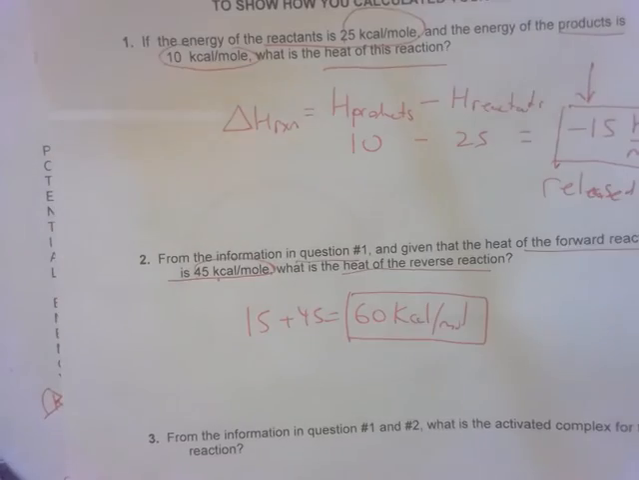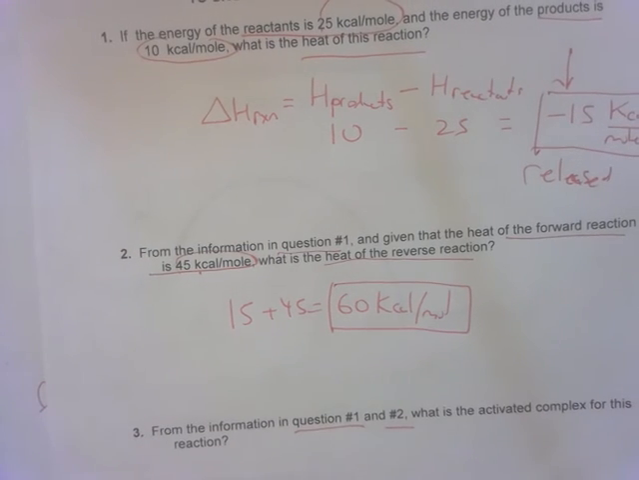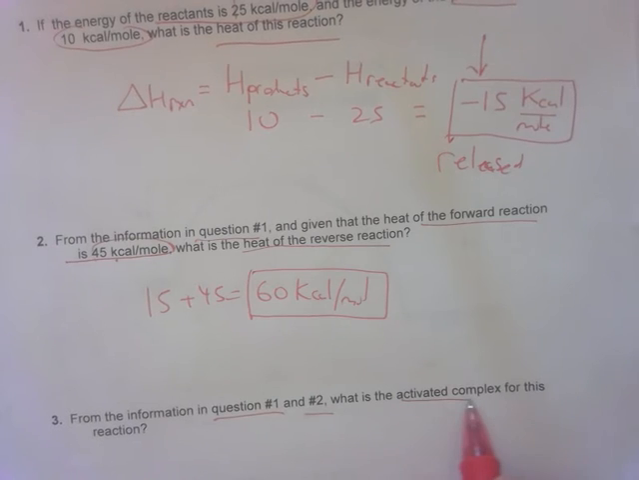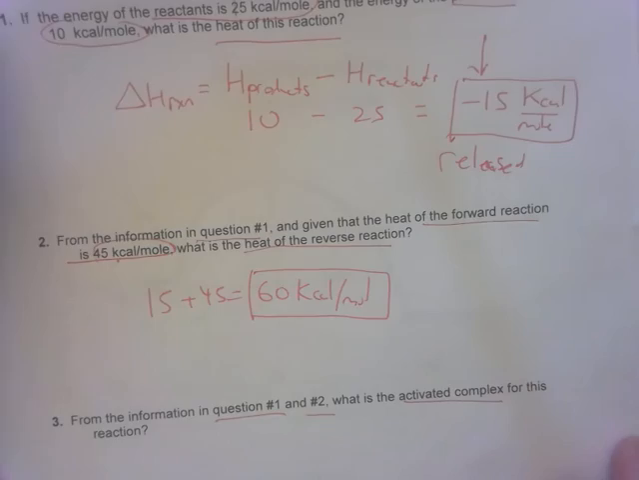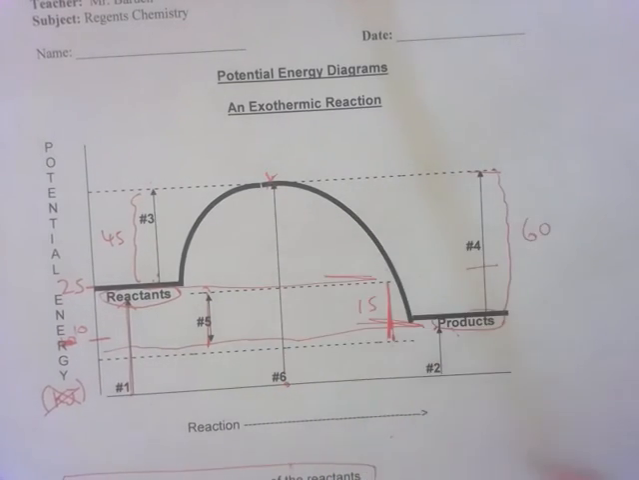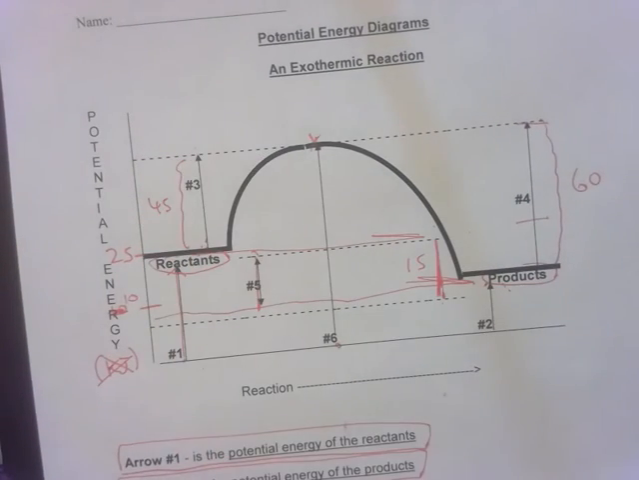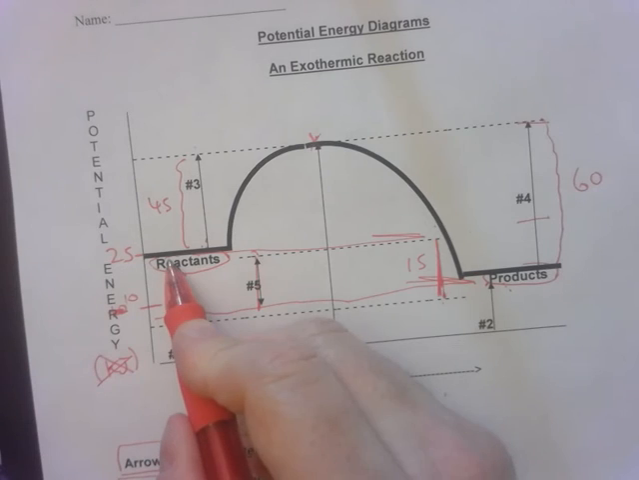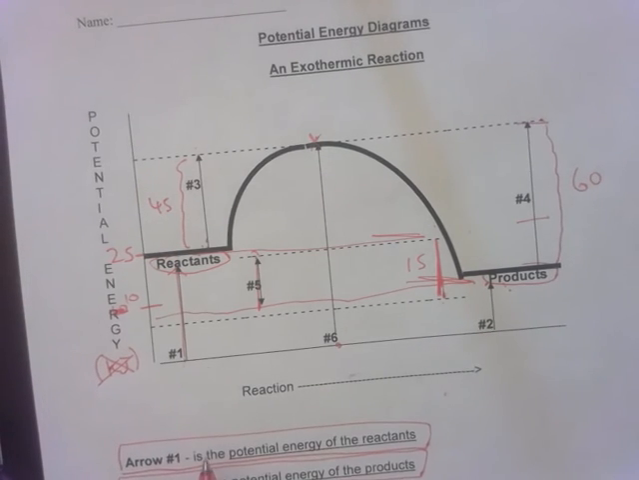Now finally, the last question is, from questions 1 and 2 that we've just answered, what would be the activated complex for this reaction? How much heat is in that? So in other words, I am looking for this entire line, line number 6. And I can think of 3 different ways to calculate it. I look at line number 6 and say, wait a second, isn't that the same as arrow 1 plus arrow 3? Well, yeah. And if arrow 1 is 25 and arrow 3 is 45, 25 plus 45 is 70.